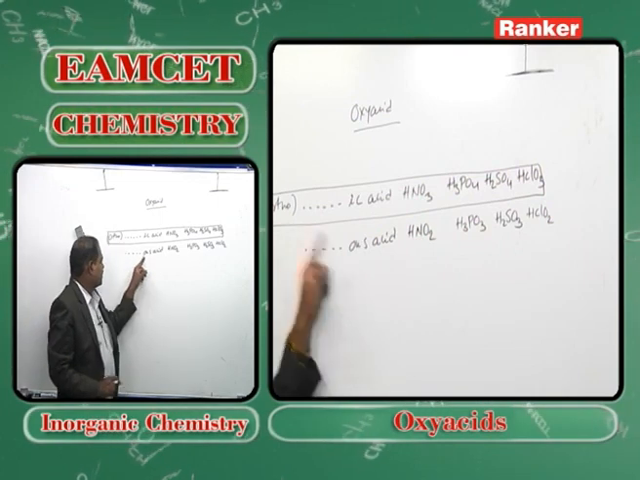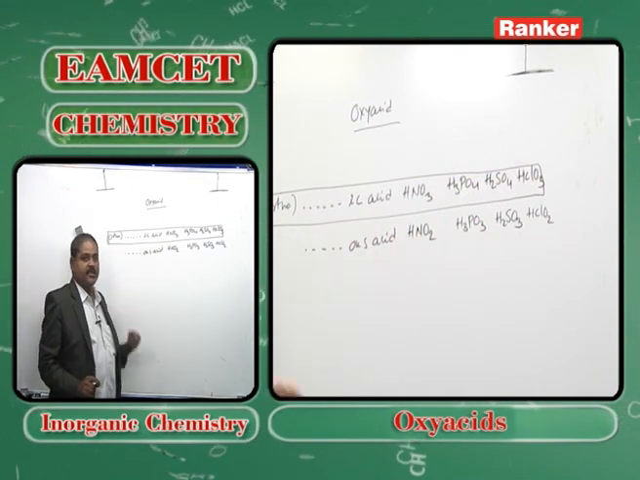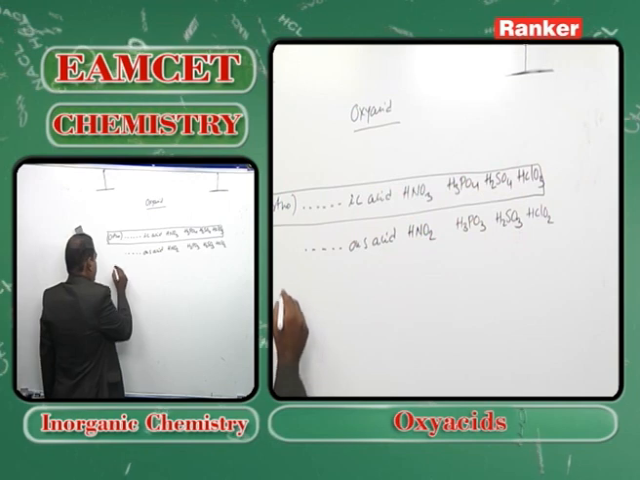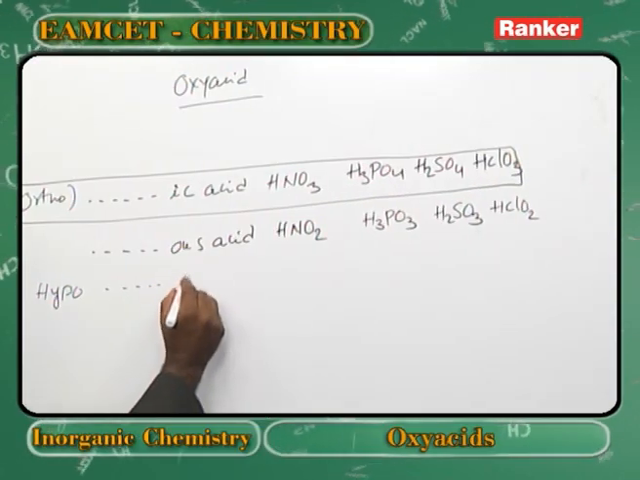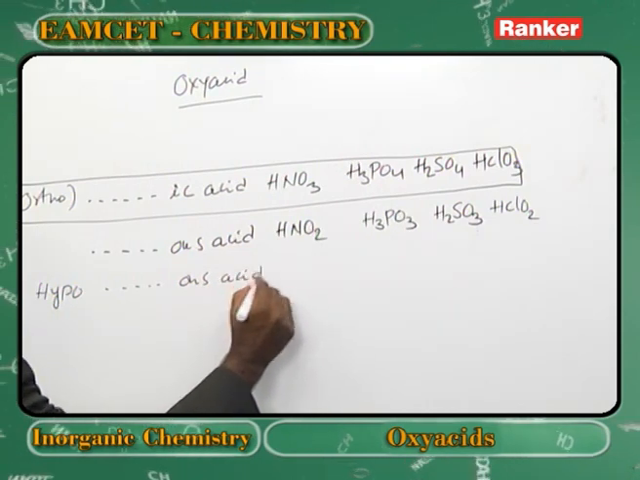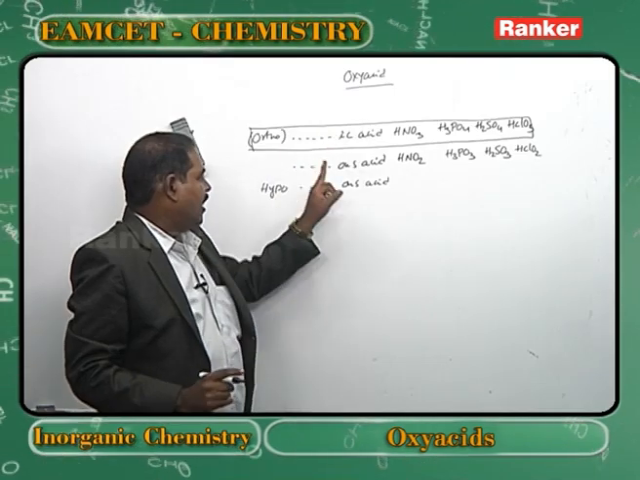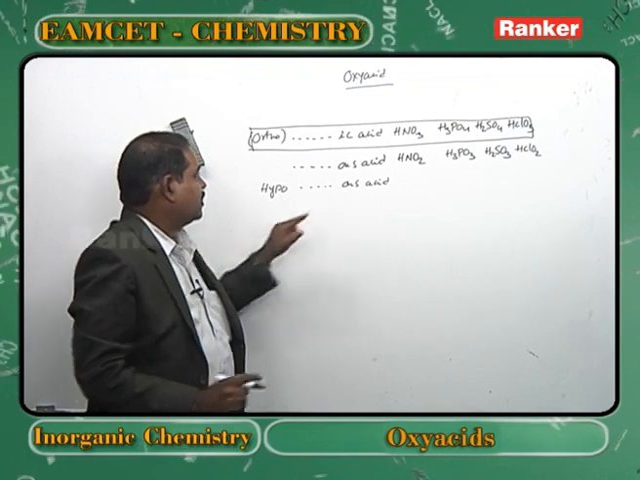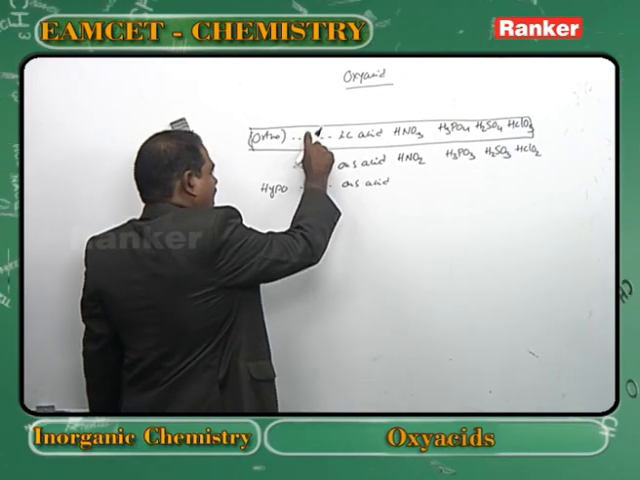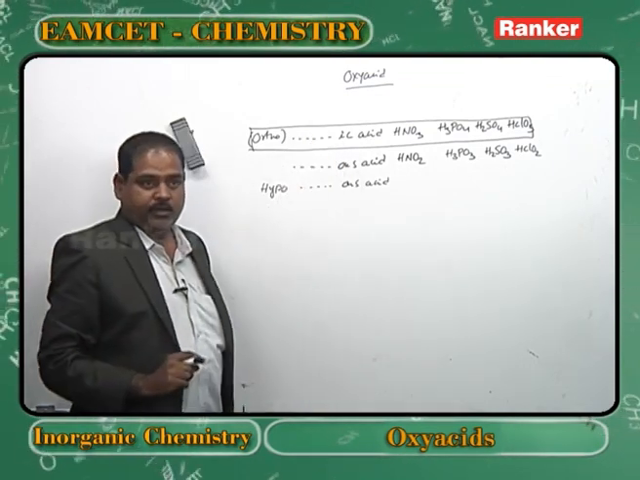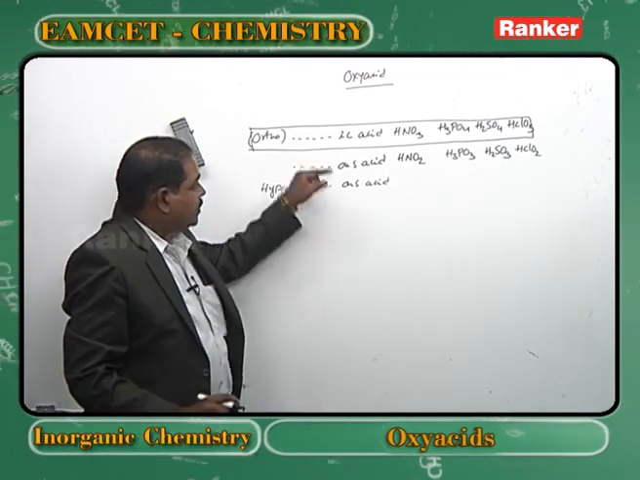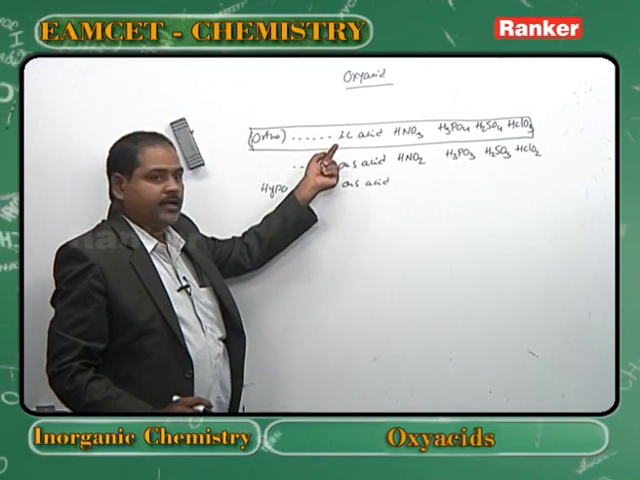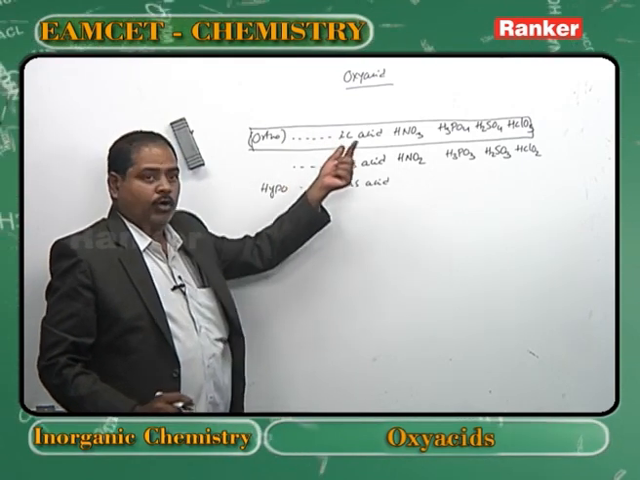So, what do you mean by us? One oxygen less than ic. And one more oxygen less, it is called hypo dash dash us acid. So, ic, us, hypo, us. What should you put in this blank? Nitr for nitric, phosphor for phosphoric, sulfur for sulfuric, and chlor for chloric.